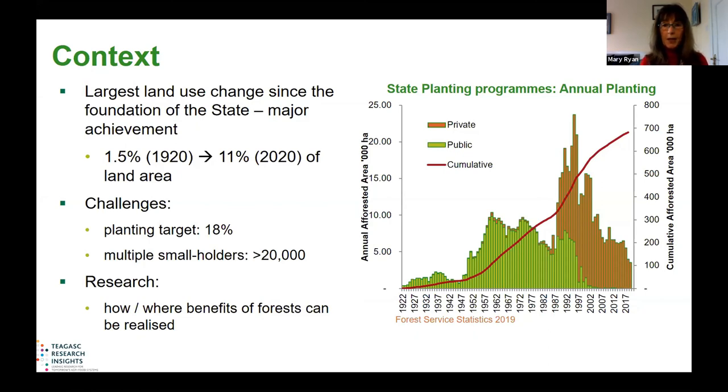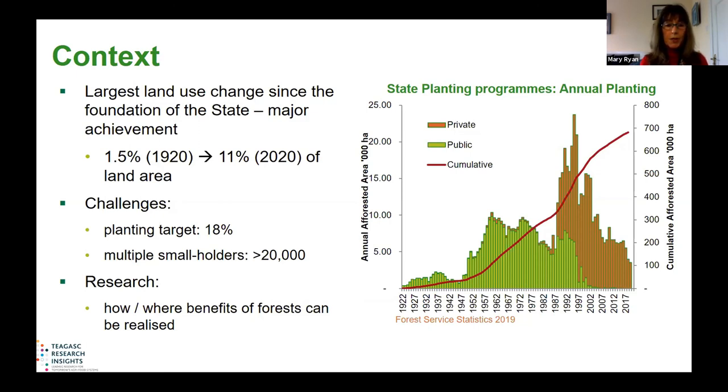Additionally, you'll see in the middle of the graph that in the 1990s, there was a big spike in the level of private planting, largely farmer foresters. And this has led to a position where many of these owners are now at or near the point of harvesting. But because of the low historic forest cover, as a nation, we have little tradition or expertise in forest management.